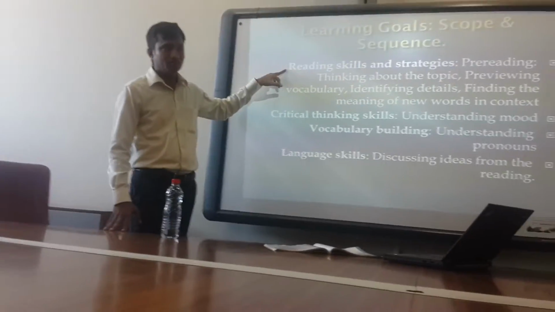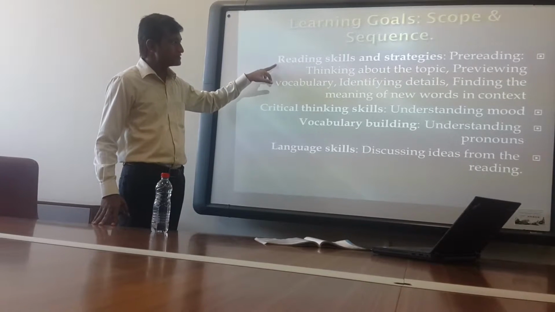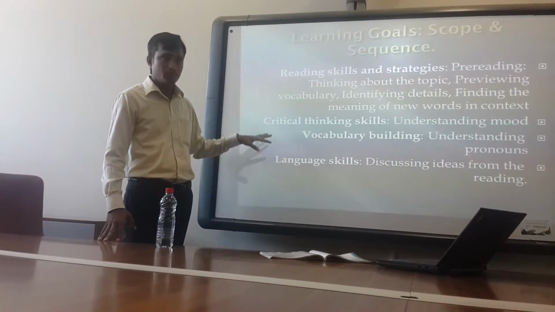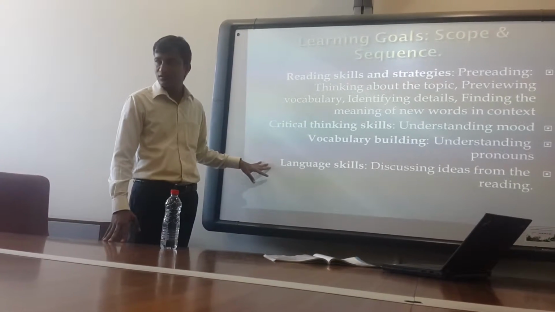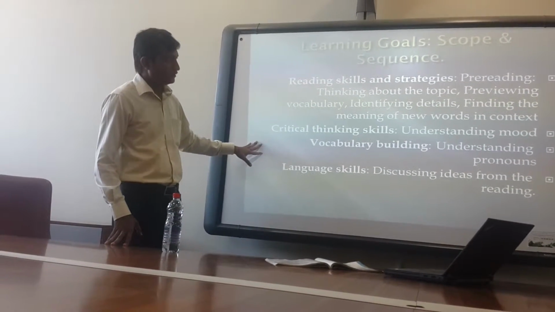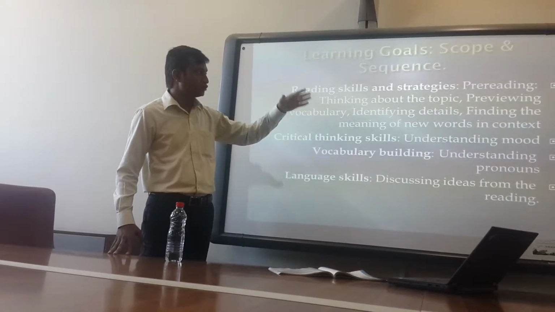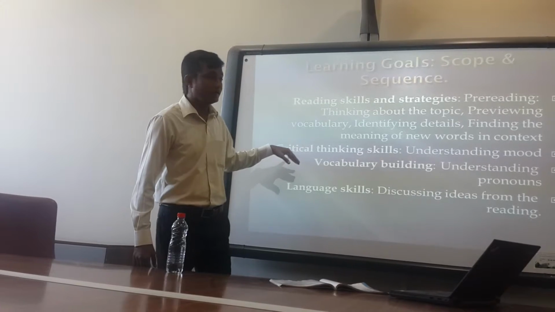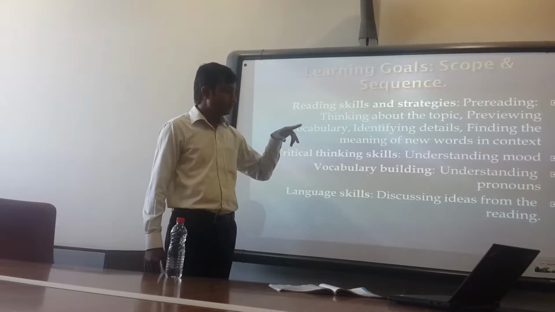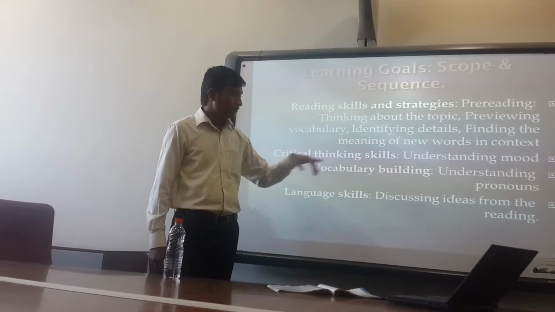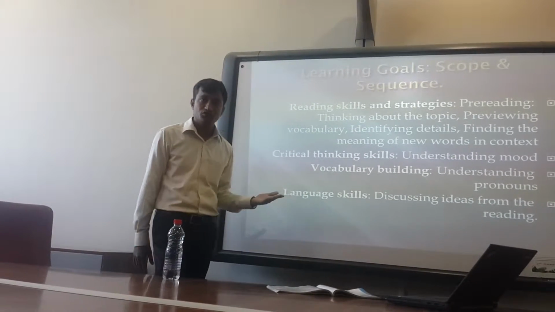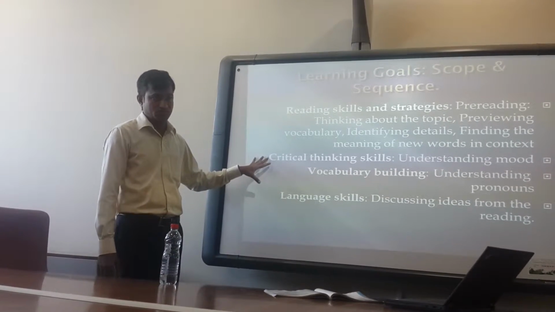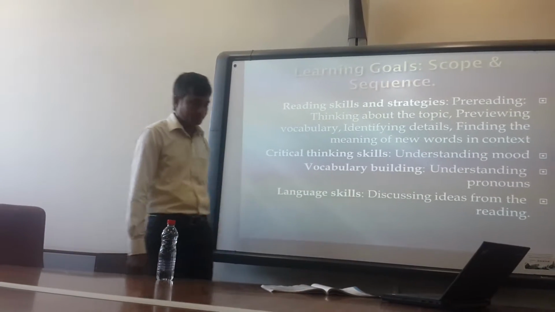By the end of this lesson, we should have covered reading skills and strategies, critical thinking skills, vocabulary building, and language skills. There are subtopics as well: pre-reading, thinking about the topic, understanding the mood, which falls in critical thinking skills, understanding pronouns and vocabulary, and discussing ideas from the reading. We should make sure that by the end of this lesson, we have covered these learning objectives.